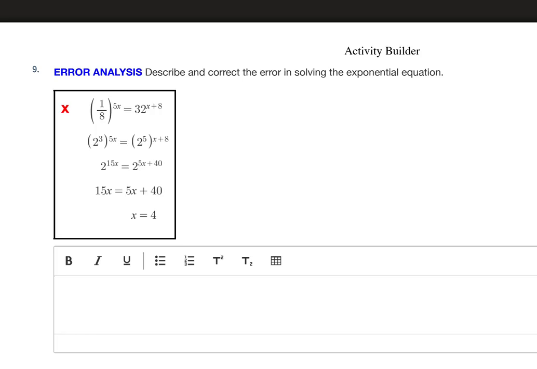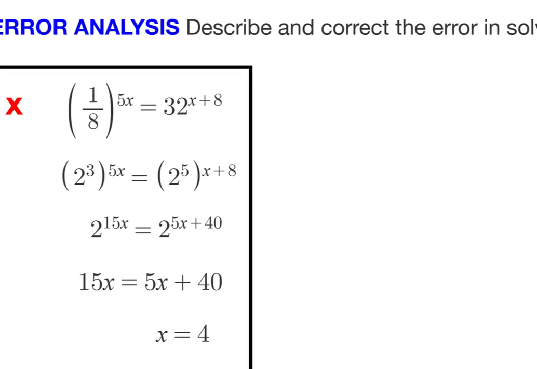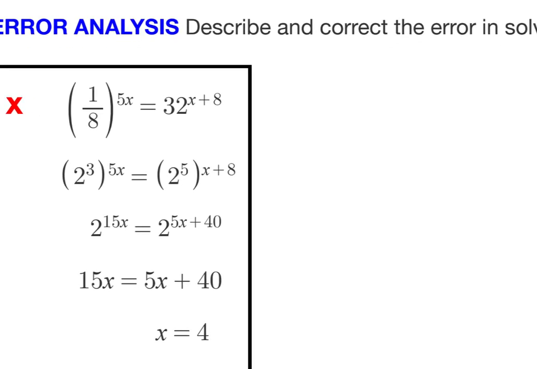Got some errors. Describe and correct the error, okay? So 1/8, here's the error, but right away. 1/8, if we were to flip it, it would be 8 to the negative 1. And that would turn into 2 cubed to the negative 1, which would turn into 2 to the negative 3rd power. It's right there. That's the error.